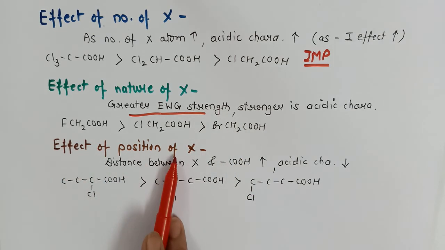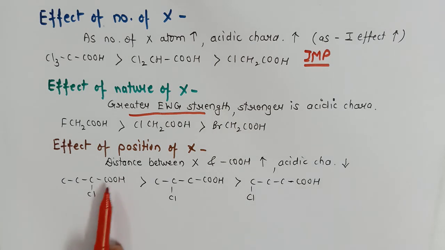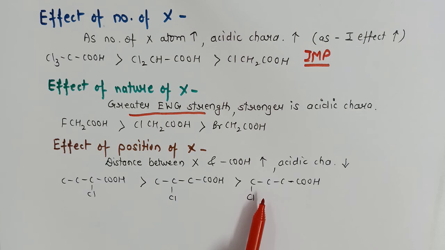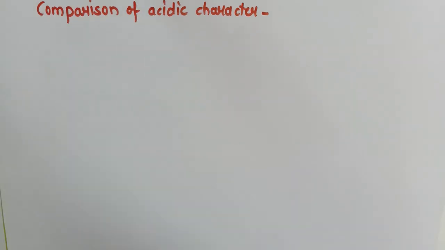Lastly, the effect of position of the halogen atom. If the halogen is closer to the carboxyl group, the minus I effect will play its role, and therefore acidic character will be highest. Closer the halogen, higher the strength of the acid. And therefore 2-chlorobutanoic acid will be a stronger acid as compared to 4-chlorobutanoic acid. So based on this, arrange-in-sequence type questions, give-reason type questions and comparison type questions can be asked. So just now we have seen various factors that affect the acidic strength, and therefore one acid can be stronger than the other.